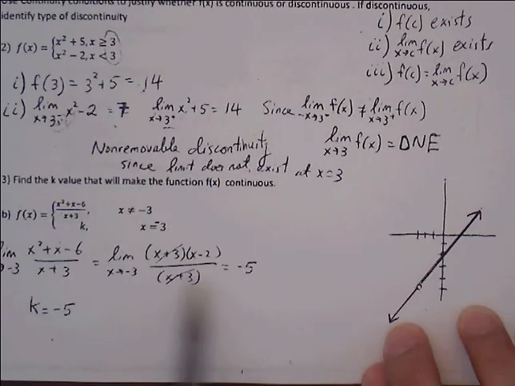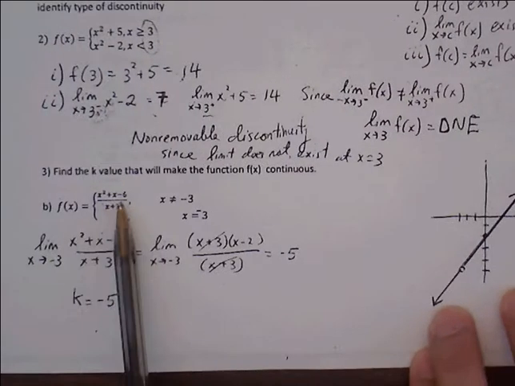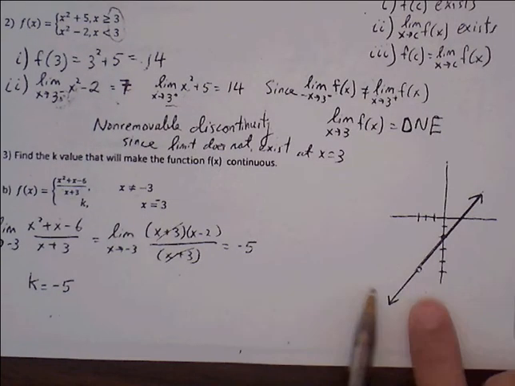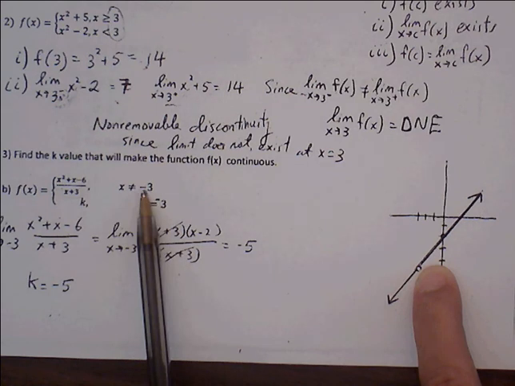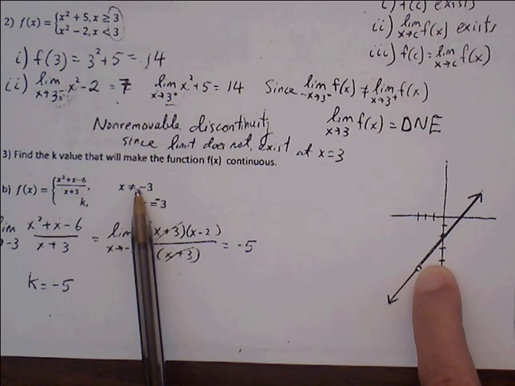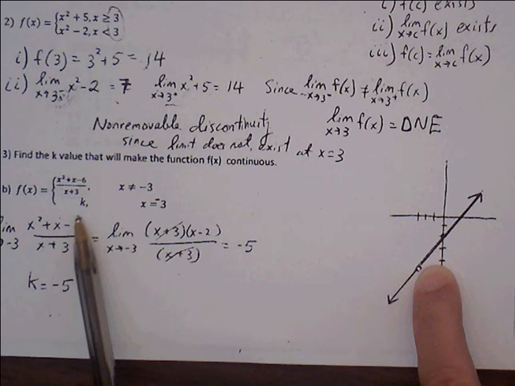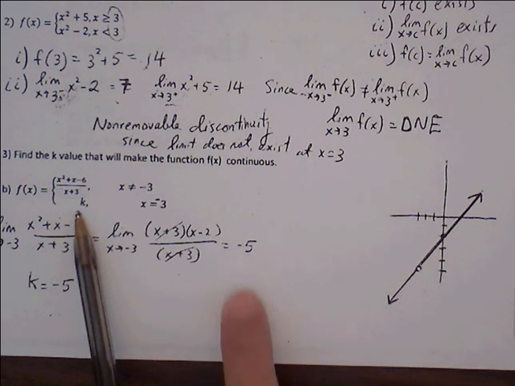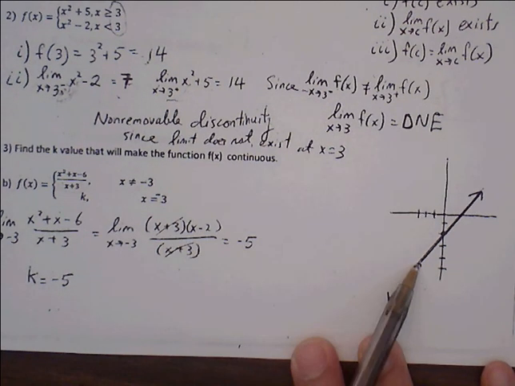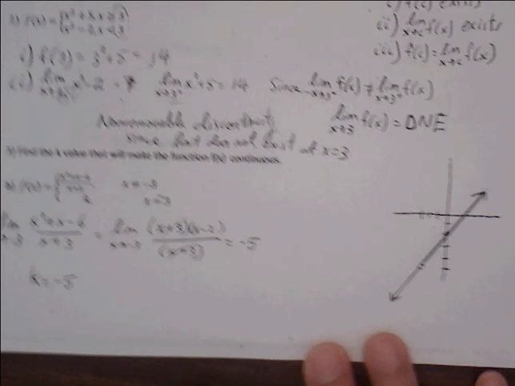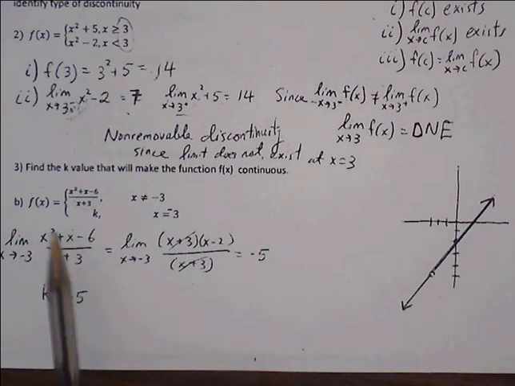So this is what the graph looks like. X squared plus x minus 6 over x plus 3 looks like it's basically just a straight line with a hole at x equals negative 3. And then that negative 3, which is undefined for the first piecewise, can be covered up by the second piecewise function if we just replace k with negative 5. If we replace k with negative 5, then we can fill in that hole nicely. If that hole fills in nicely, then our function is continuous through x equals negative 3.